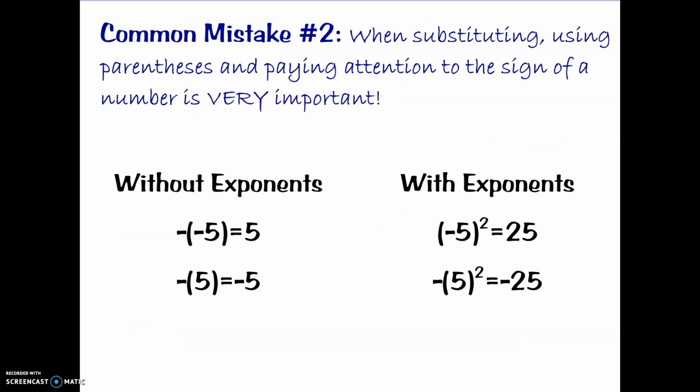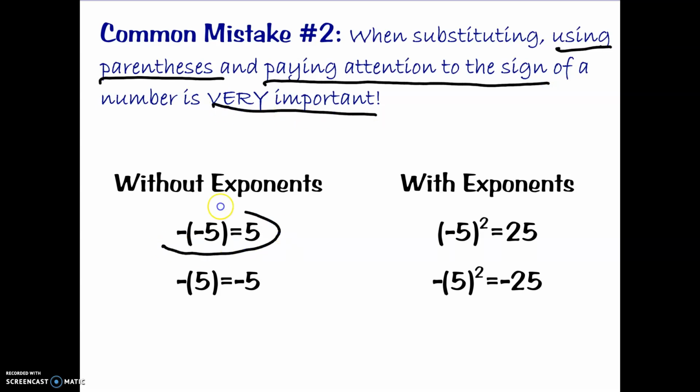Another common mistake when using the quadratic formula is when you're substituting, you want to make sure that you're using parentheses. So any number you substitute in must go in parentheses. And you also want to make sure that you're paying attention to the sign. It is very important to do that. Remember, this we would read as the opposite of -5 is 5, or the opposite of +5 is -5.